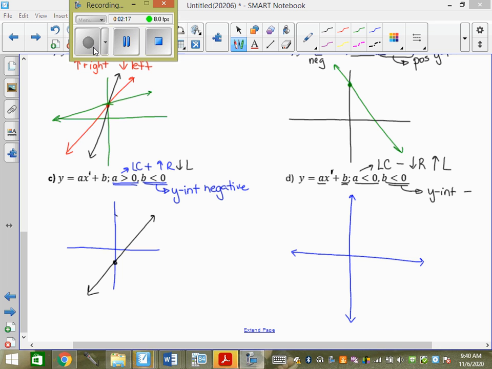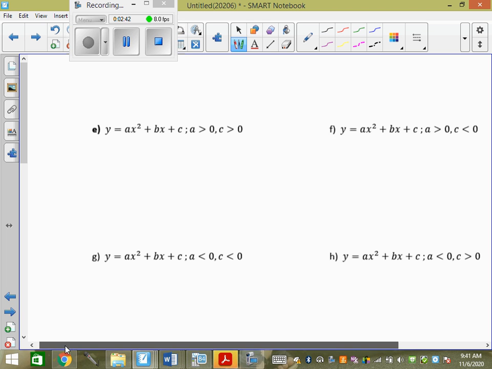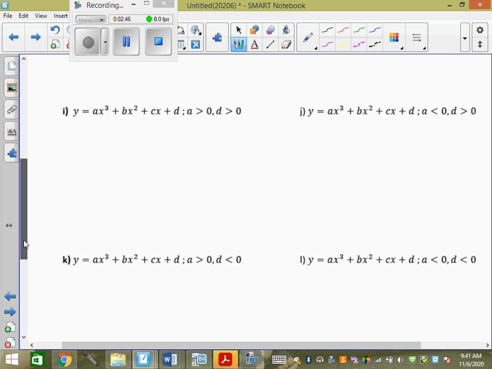I can put it anywhere. I'm going to put it here. And then I need to be down on the right, up on the left. Down on the right, up on the left. Okay? Then we're going to flip over. We're going to go past these ones because they're quadratics, and we're doing quadratics after this. So we're going to flip past the quadratics, and we're going to go to the cubic ones down here.